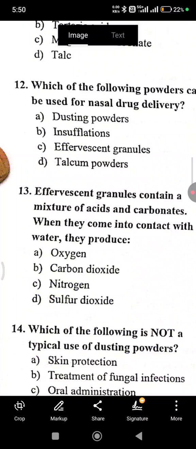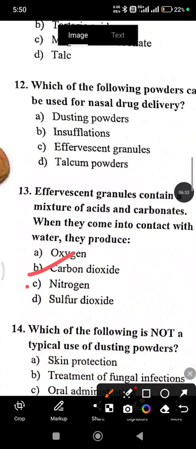Let's go to question number 13. Effervescent granules contain a mixture of acid and carbonates. When they come into contact with water, they produce carbon dioxide. Option B is the right answer.